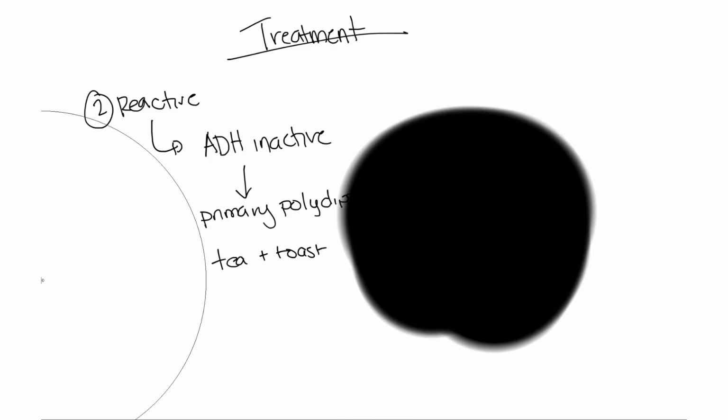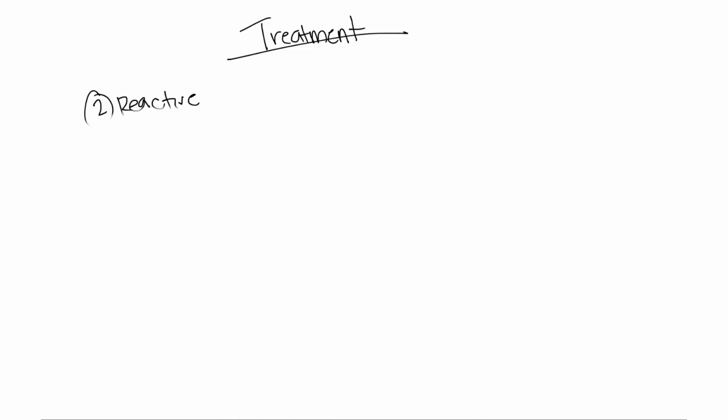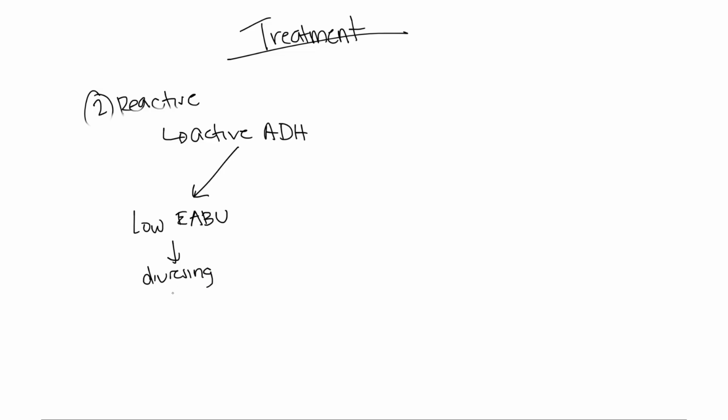But let's say, oops, that's not what I meant to do. Let's say instead ADH is very active. If ADH is active, our next goal is to figure out why it's active. If it's because of a low effective arterial blood volume state, well then I have to determine if I'm diuresing or if I'm giving fluid. And this usually helps me overcome that low effective arterial blood volume state.